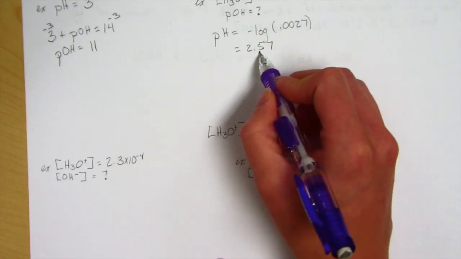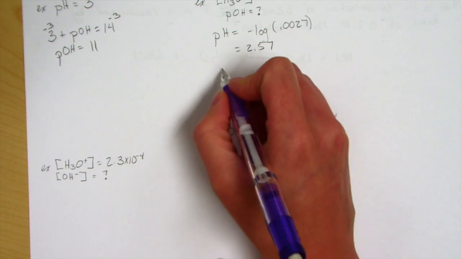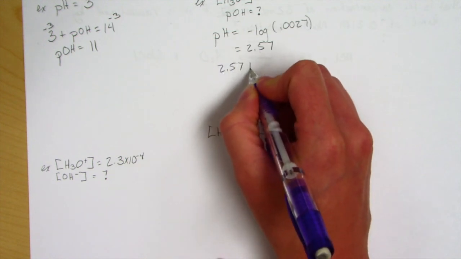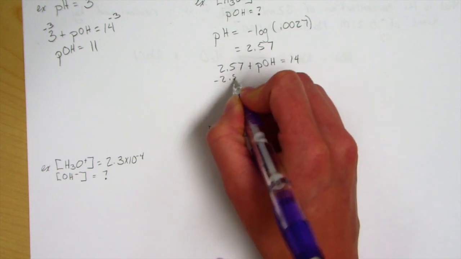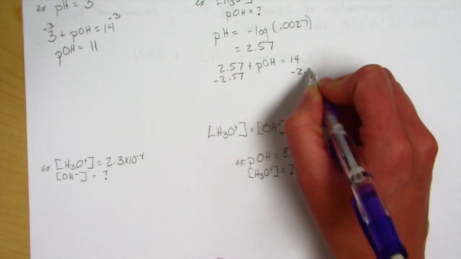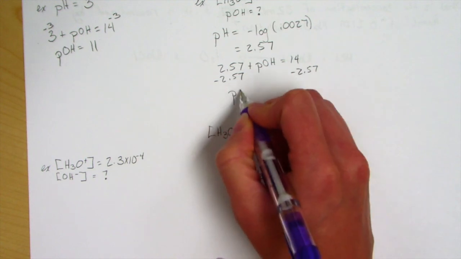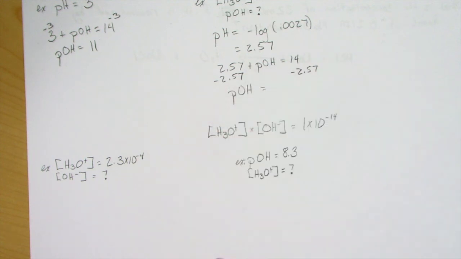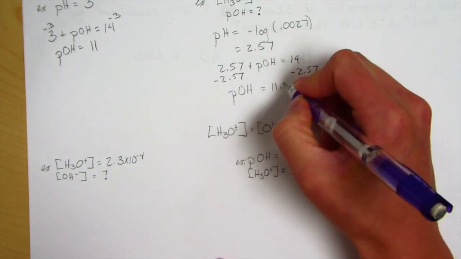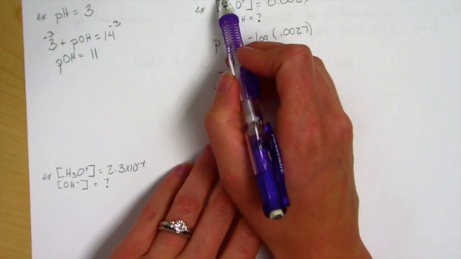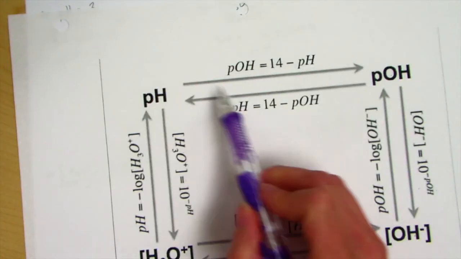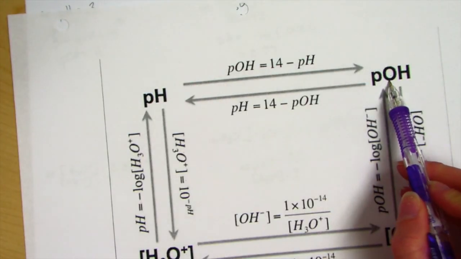Now, this is the pH. We can use this equation to figure out what the pOH is. So subtract 2.57 from both sides, and we come out with pOH equals 11.43. All right, so that is using this equation here, or going back and forth between the pH and the pOH.